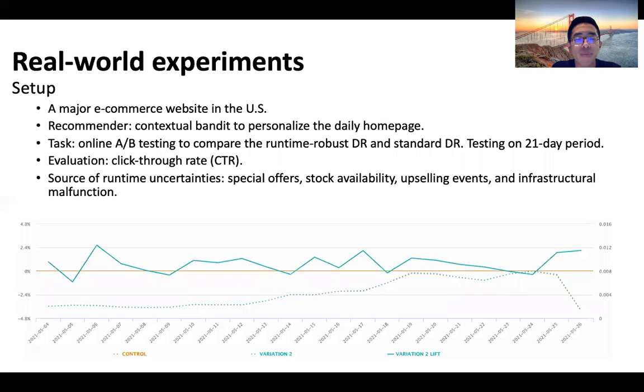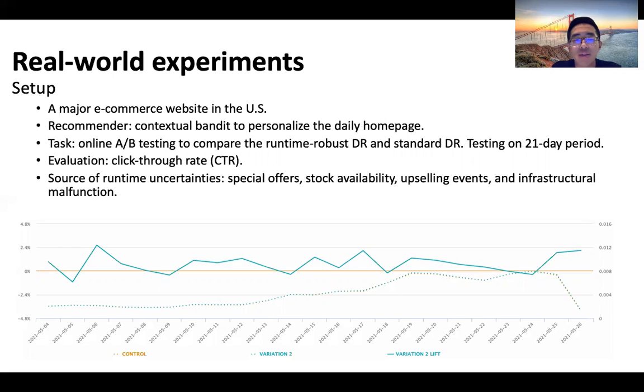In the bottom table, the orange line is the standard DR policy, and the blue line is the runtime robust DR policy. We can see that the runtime robust method outperforms the standard method most of the time. It indicates that by introducing runtime uncertainty robustness, the online performance can be improved.